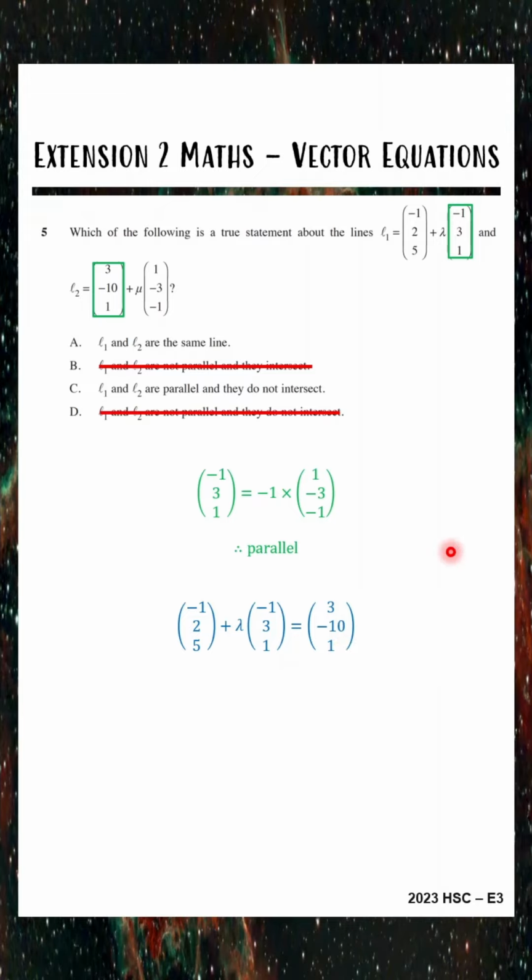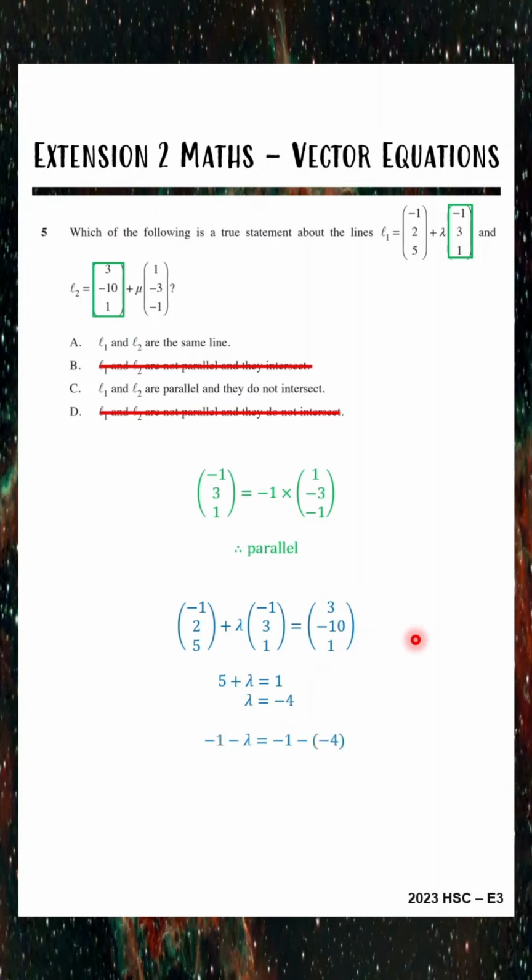To do that, I'm going to start with what looks like the easiest equation to me, which is the bottom one, which is 5 plus 1 lot of lambda is equal to 1. I can very quickly and easily solve this and get lambda equal to -4. And now I'm just going to put that value of lambda into here and see if the x values turn out to be 3 and see if the y values turn out to be -10.